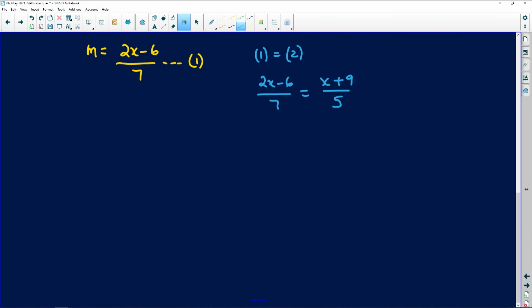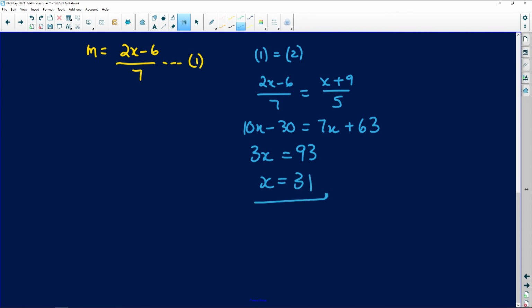Now, folks, that's a grade 8 equation. 10x minus 30 is equal to 7x plus 63. The x's collect to the left-hand side. This goes over to 93. So x will definitely just be a beautiful 31. A lovely question, folks. It was filled with nice twists and things that you need to look for, relationships that you had to identify.